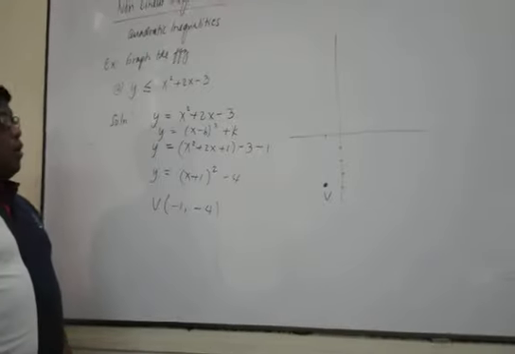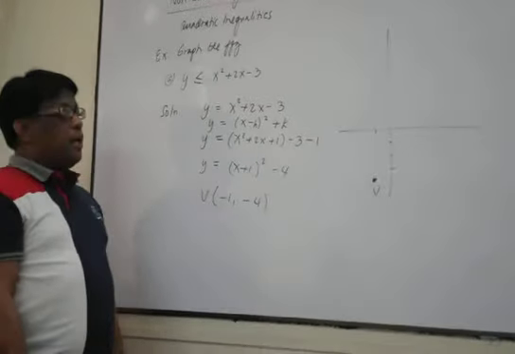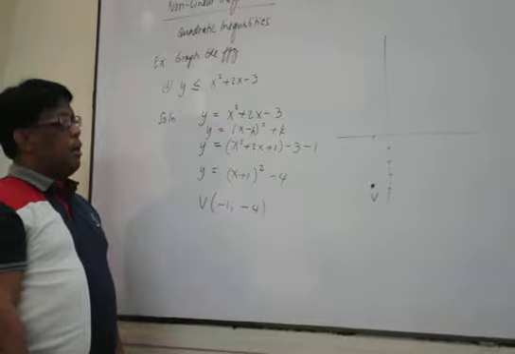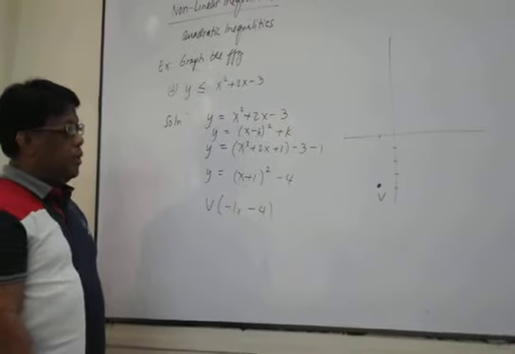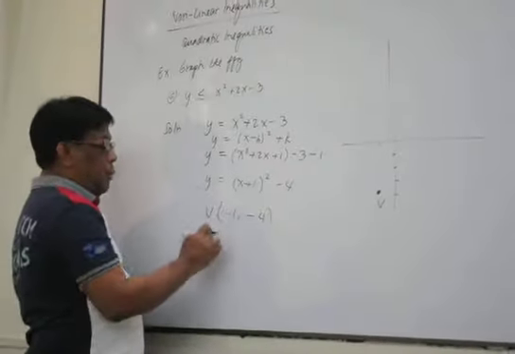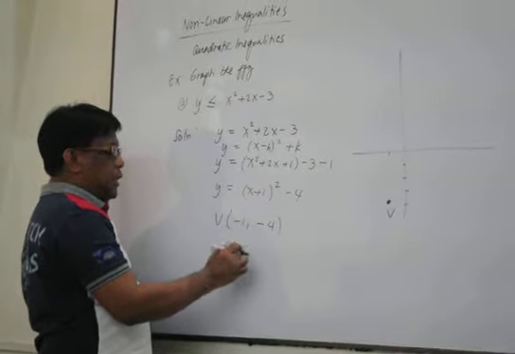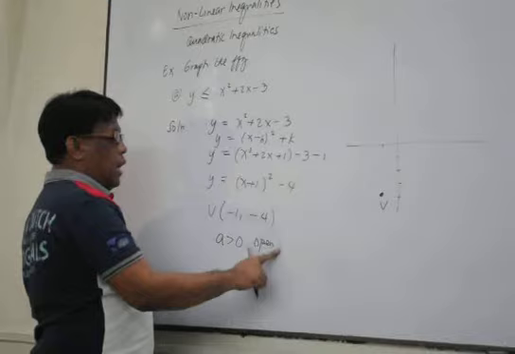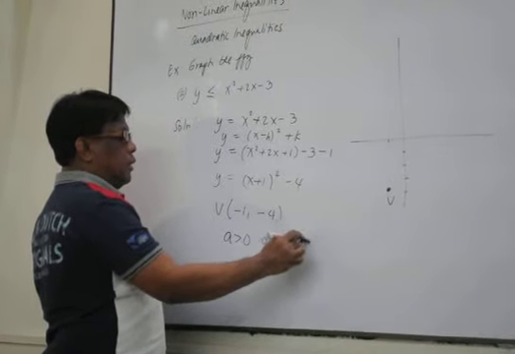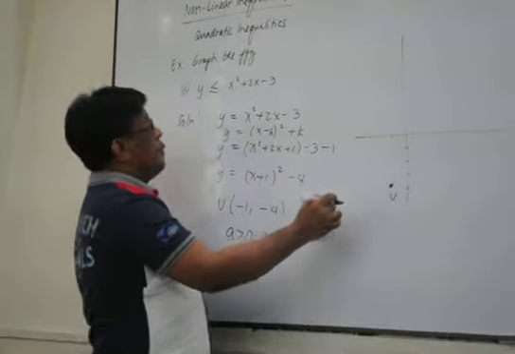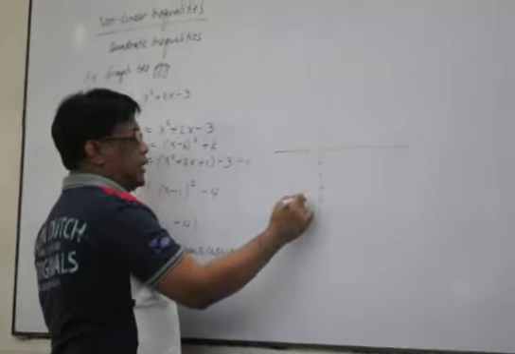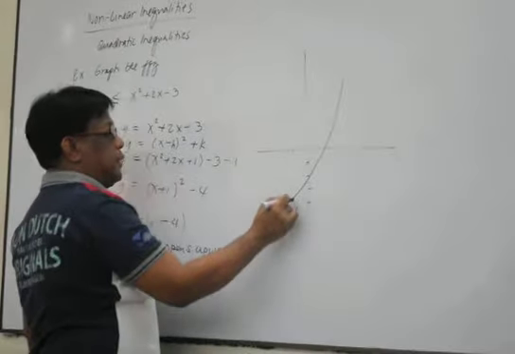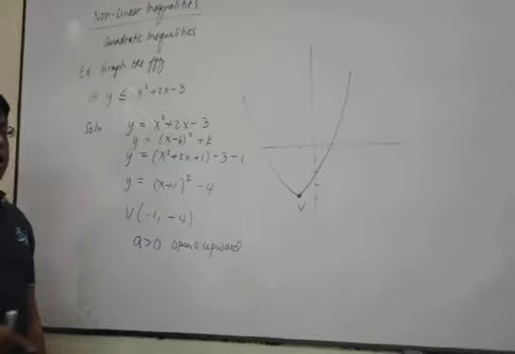And what do we have here as a parabola? Is it opening upward or downward? It is opening upward because a is greater than 0. It opens upward. So let us now graph. It will be a solid parabola because of the symbol less than or equal to.